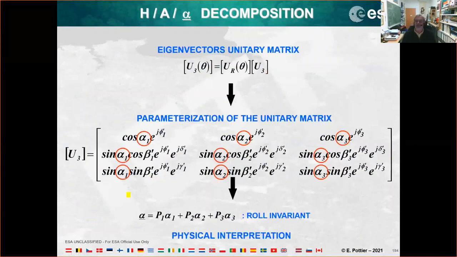Okay, so you have seen that if I apply this rotation, the eigenvalues are all invariant, so it means they are independent of this rotation. And this alpha parameter is also invariant because it is independent of this rotation. So, this is very important. It means that whatever the configuration of the acquisition, we can continue to extract physical interpretation of these parameters.